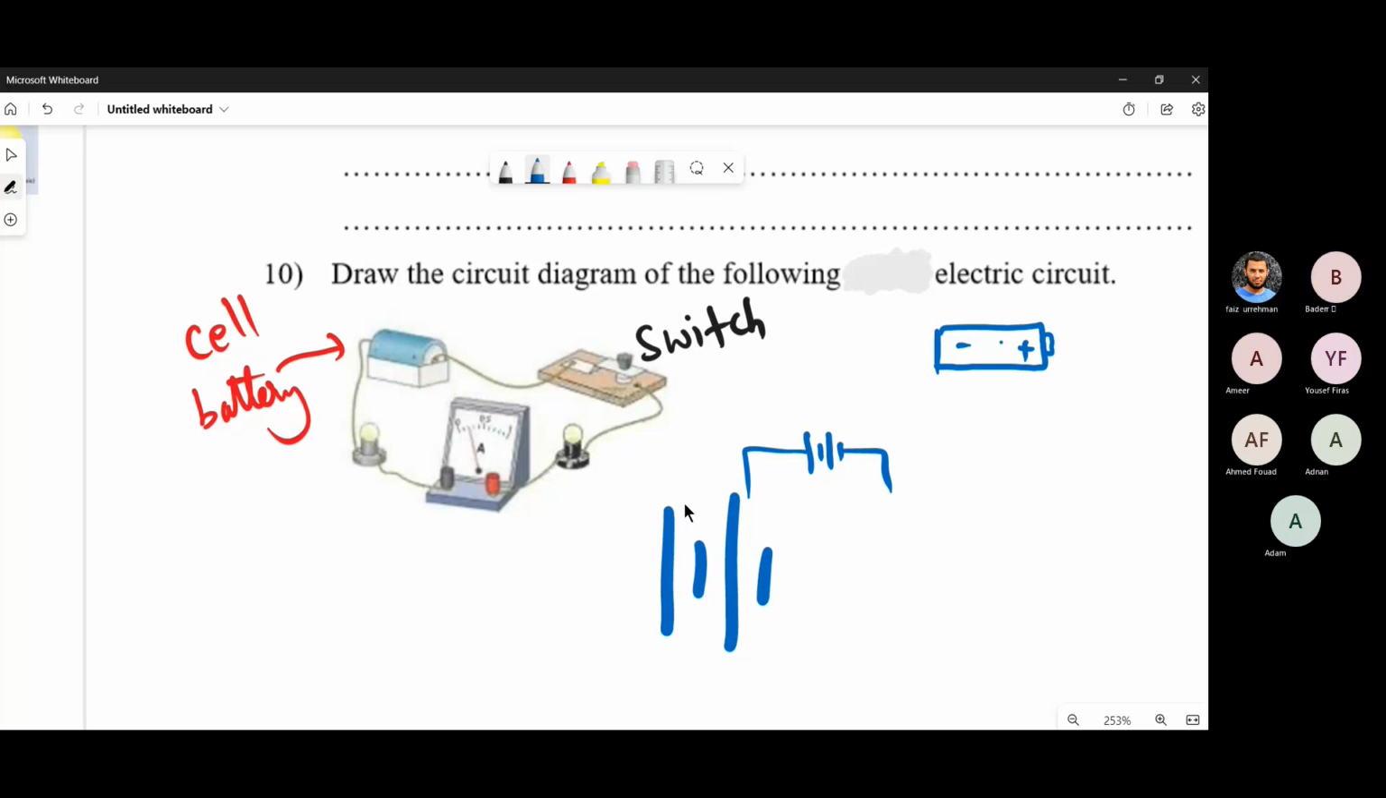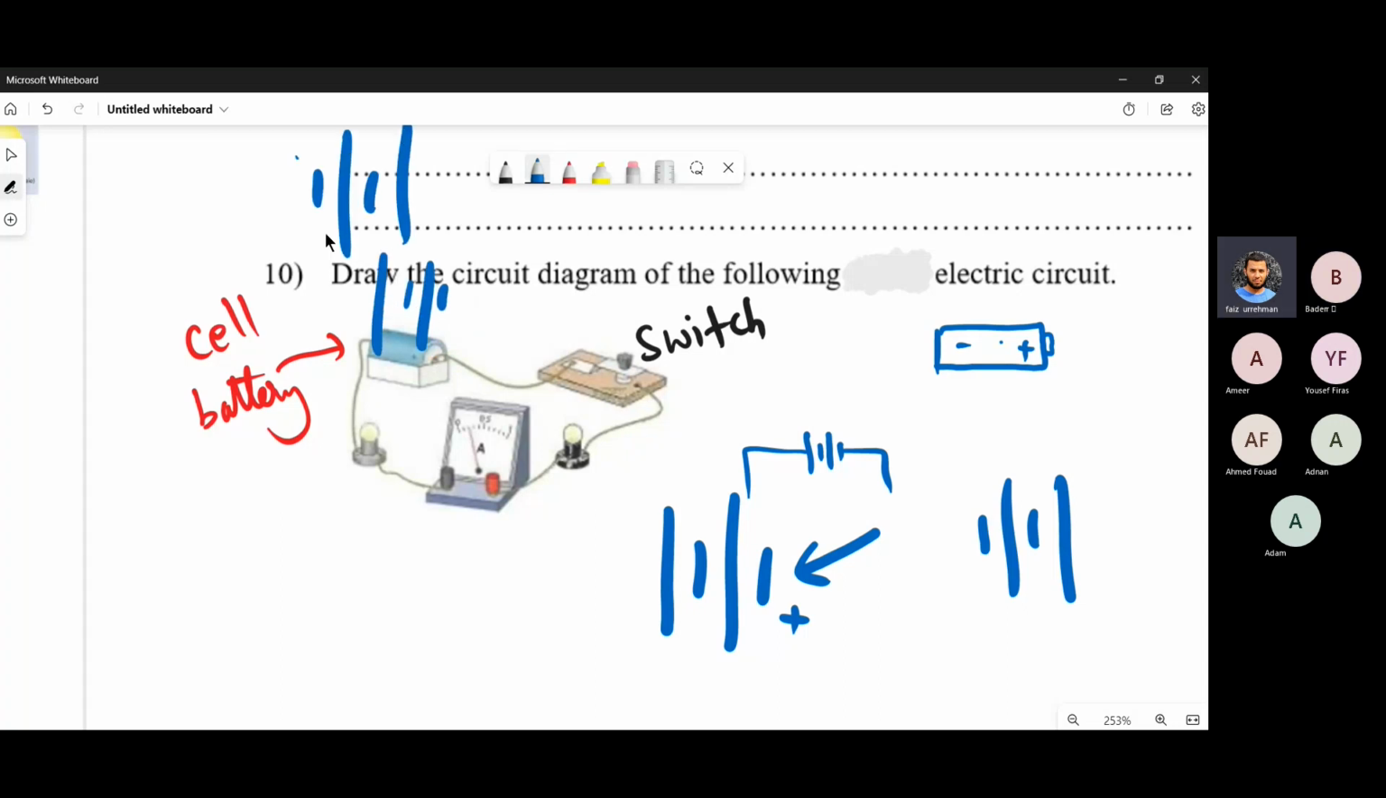See, I will tell you. Where this small line is ending, that is the positive side. If you want to make a cell like this, you will draw it like this. You understand? Now in this diagram, where is the tip? Here. So it is like this, not like this. Is everyone understanding the reason? This is very simple.